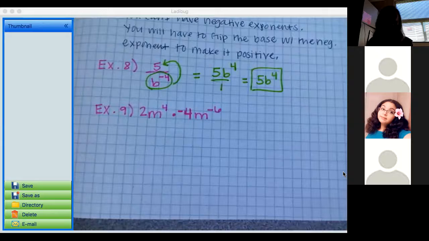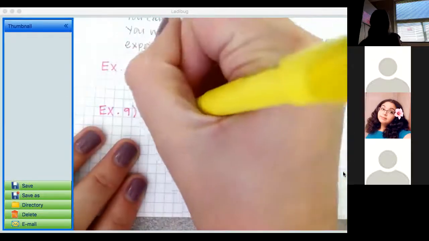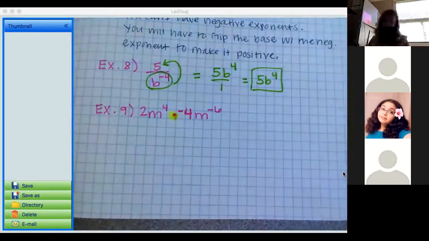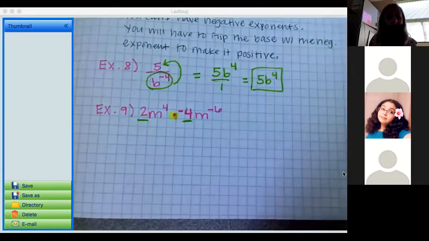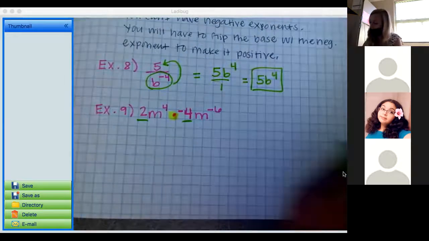All right, what am I doing? What operation? Multiplying. So my numbers, my coefficients, I'm going to multiply. What is 2 times negative 4? Negative 8. There we go.